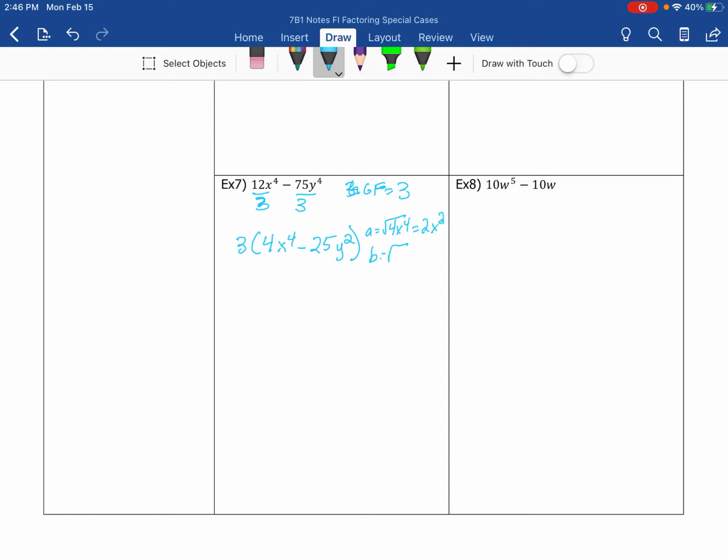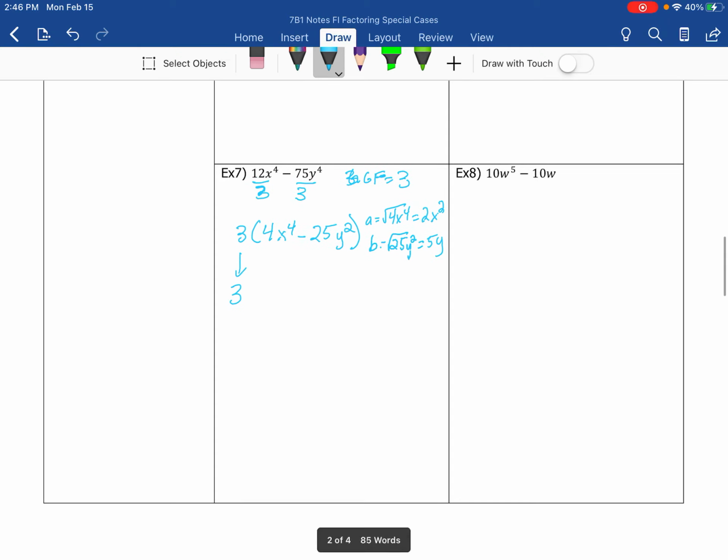I factor this further. I know a is going to be the square root of 4x to the 4th, which is 2x squared. And b is going to be the square root of 25y squared, which is 5y. And so my factored form, I remember to bring my greatest common factor just down. You don't have to do anything with it, you just have to bring it down. And it's going to be 2x squared minus 5y times 2x squared plus 5y. And it doesn't matter what you have first, if it's the minus or the plus first. You just need to make sure that one is minus and the other one is plus.